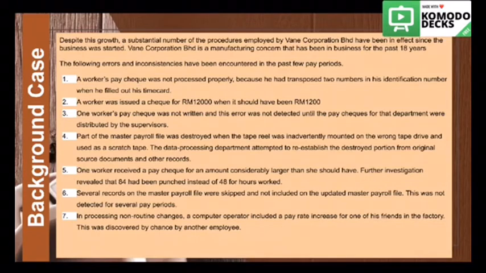Fifth, a worker receives a paycheck for an amount considerably larger than she should have. Further investigation revealed that 84 had been punched instead of 48 for hours worked. Sixth, several accounts of the master payroll were skipped and not included on the updated master payroll. This was not detected for several pay periods.